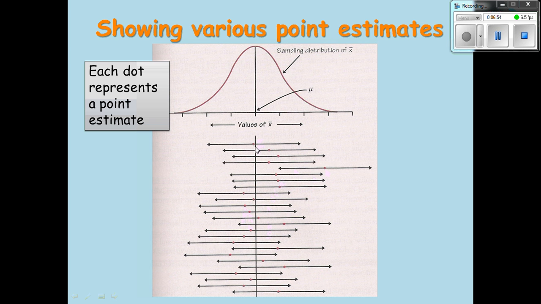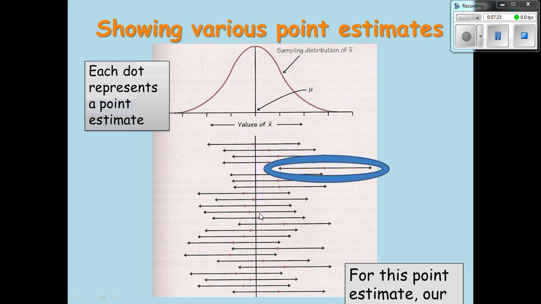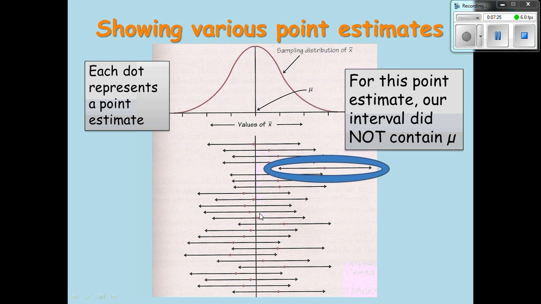The arrows are extending that by adding and subtracting a margin of error to come up with an interval. The important one, the one that stands out, is the one where the point estimate was way up here. Maybe our sample was just an odd one, and we got a lot of the higher numbers, and the mean of our sample is really up here. When we extend it to the right and to the left by the margin of error, this whole thing in the circle did not extend through the true mean. All of the other ones did. So for that point estimate, the interval did not end up containing mu.